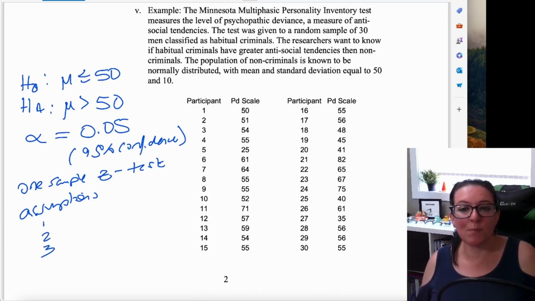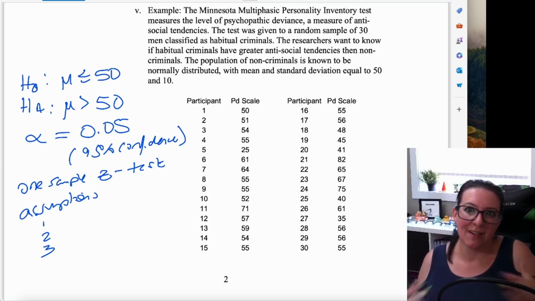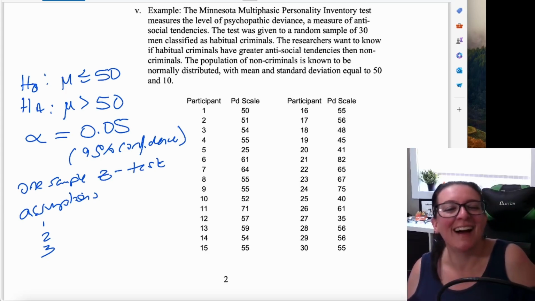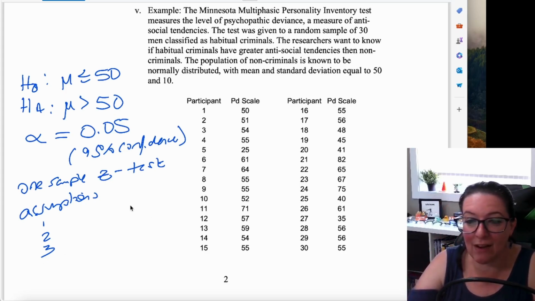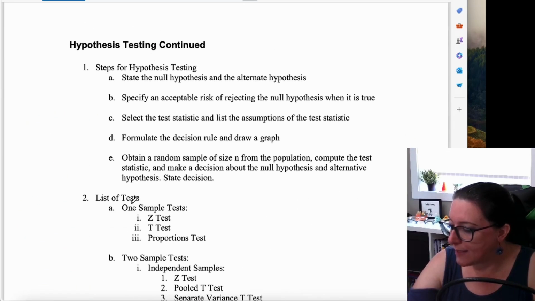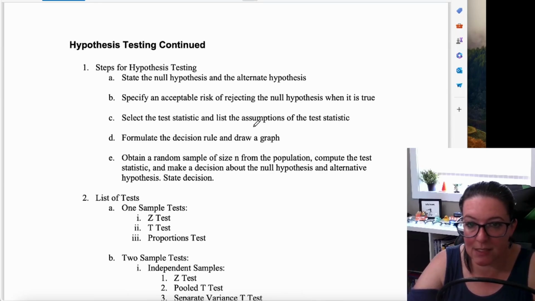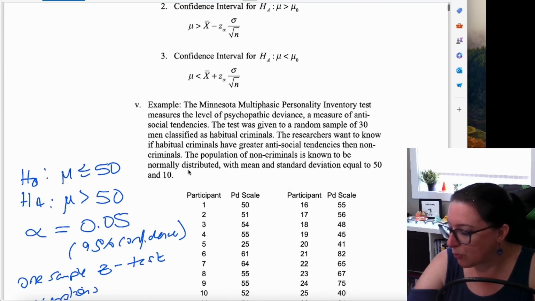Because if these assumptions are violated, then any statements we make about the population won't be true, and it kind of covers ourselves if any of the assumptions really aren't true, and then our projections are false. Okay, so we did state the null, specify the risk, select the test statistic, state the assumptions. The next is going to be to formulate the decision rule.